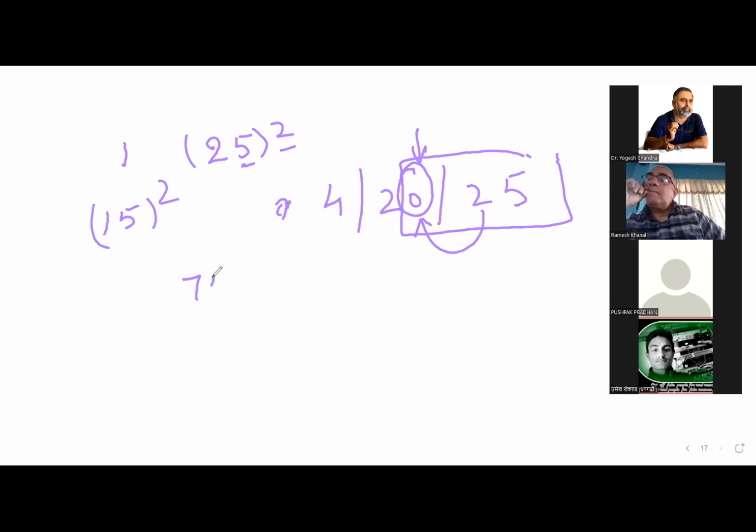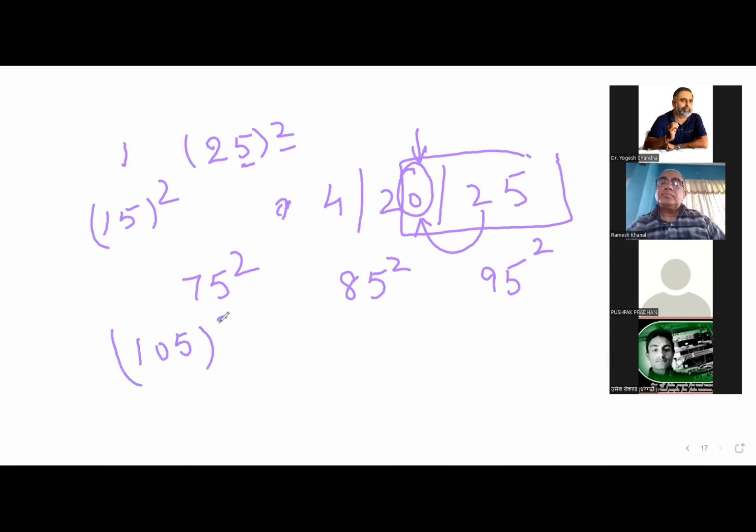So what is 75 square? 5625. 85 square? 7225. Next, 95? 9025. 105? 11025.